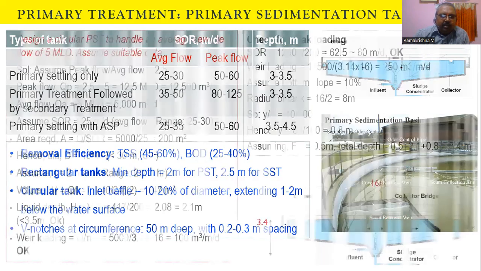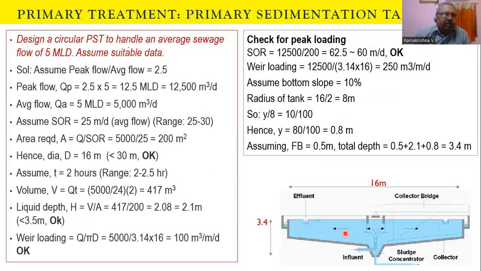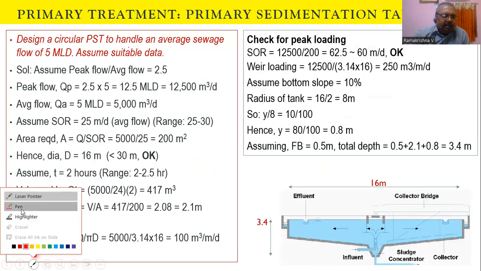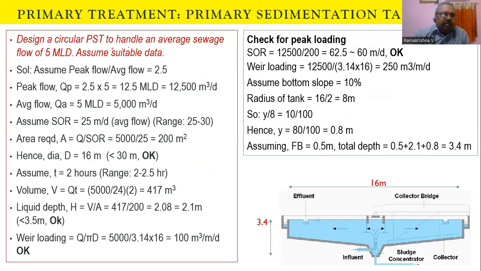Now let us look at a small problem. Design a circular sedimentation tank, primary sedimentation tank, to handle an average sewage flow of 5 MLD. Assume suitable data. Suppose I'm assuming 2.5; 2 to 3 are usual values. So 2.5 is the peak factor I'm assuming here. So peak flow will be 2.5 times 5, around 12.5 MLD.